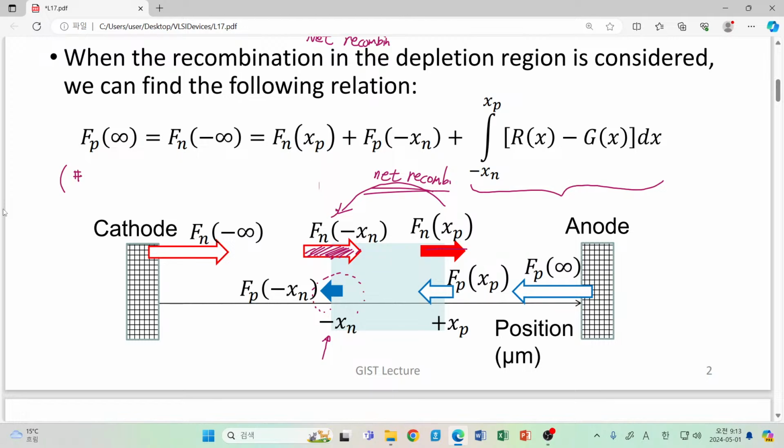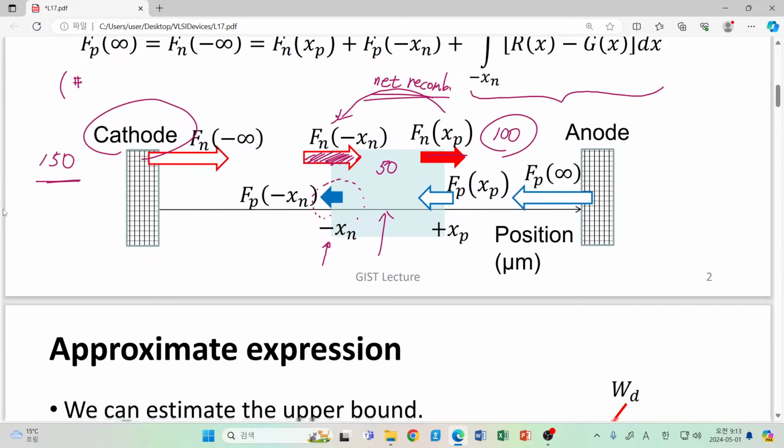So, simply speaking, let me say it this way. There is some tunnel, and in the tunnel some electrons are killed. Since 50 electrons are killed every second, in order to get 100 electrons surviving from this depletion layer, we have to supply 150 electrons into this system. That is the perspective from the cathode.